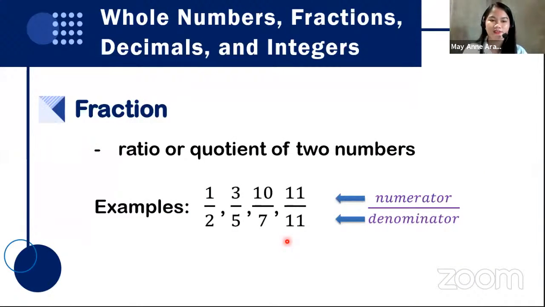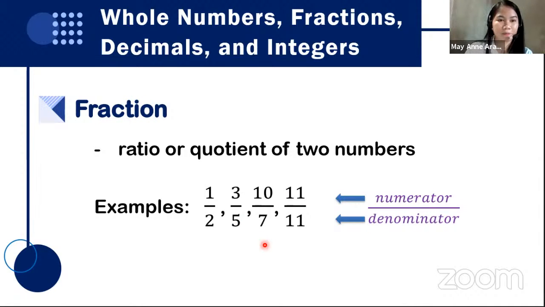For fractions, our all-time favorite, many students, even adults, struggle with understanding and working with fractions, right? But this is one of the important skills or concepts that we should know. This is just a ratio or a quotient of two numbers. We have the numerator and denominator, separated by the vinculum, also called the fraction bar. The numerator is above the vinculum or the fraction bar, while the denominator is below the fraction bar. For example, we have 1/2, 3/5, 10/7, and 11/11.